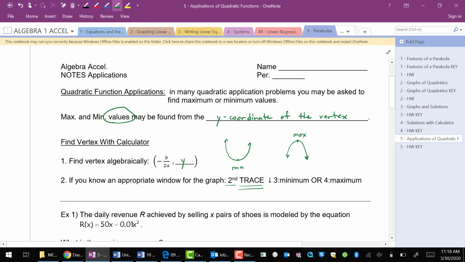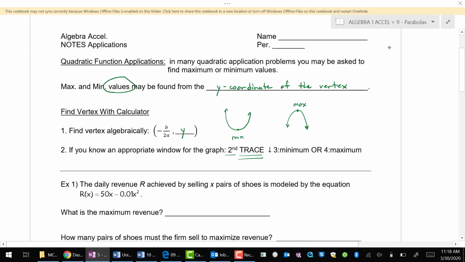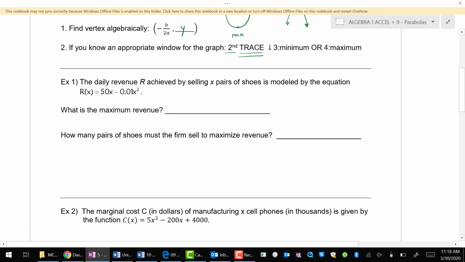So with this video podcast today, I'd like to share with you how to do 2 examples. Example 1: the daily revenue R achieved by selling x pairs of shoes is modeled by the equation R of x equals 50x minus 0.01x squared. So this is a quadratic function. I know it's a quadratic because there is an x squared. Be careful though, it's not written in standard form. If I were to write that in standard form, I would want that x squared term to be listed first, and maybe we want to write it that way just to avoid any confusion.